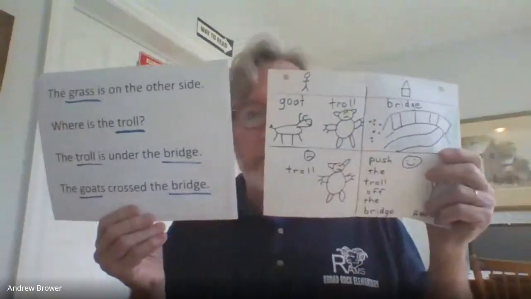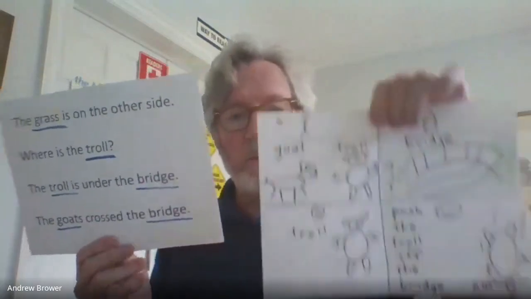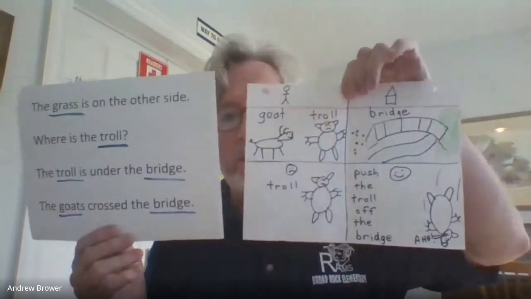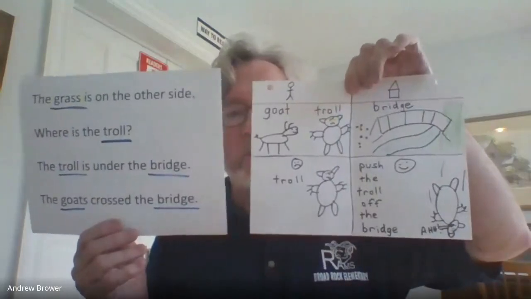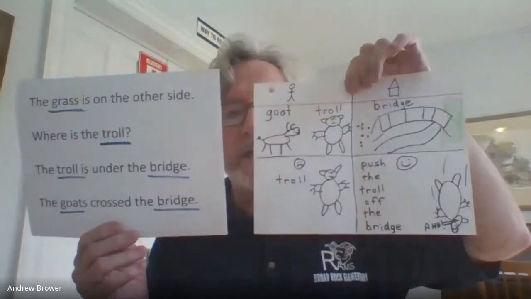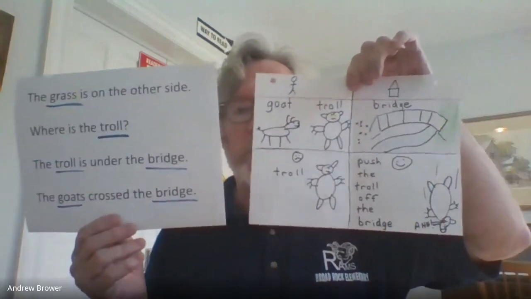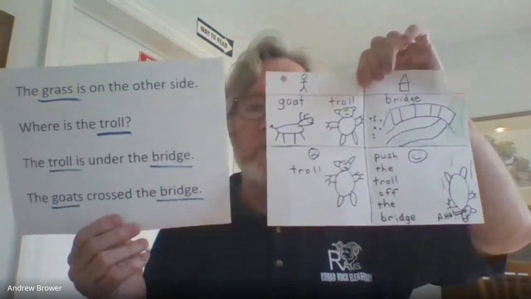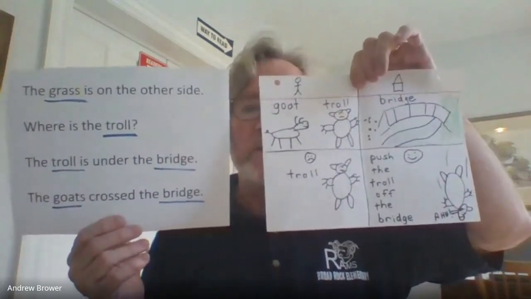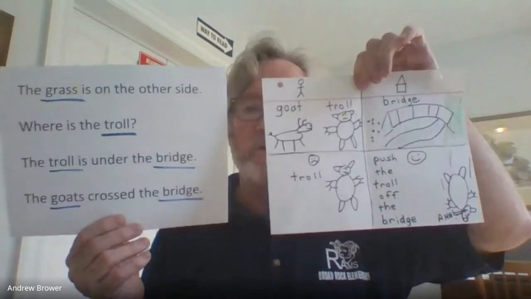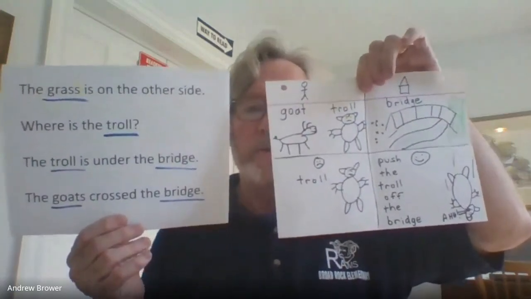And let me go ahead and hold up my pictures that I drew. I don't know if everybody can see all those. So that's what we did today with our story. Okay. The goat and the troll were the characters. The bridge was the setting. The problem was the troll. And the solution was to push the troll off the bridge. And then we used some of our sight words in some sentences. The grass is on the other side. Where is the troll? The troll is under the bridge, and the goats crossed the bridge.